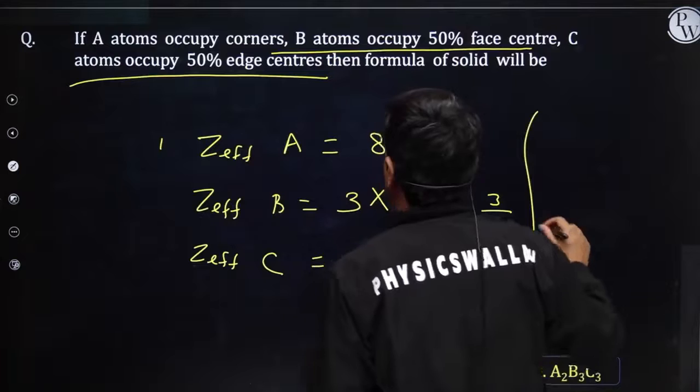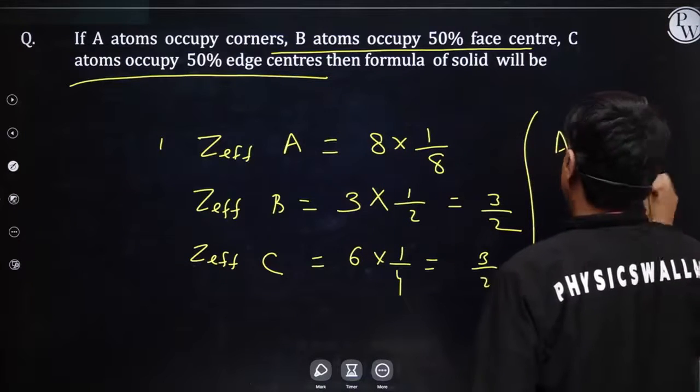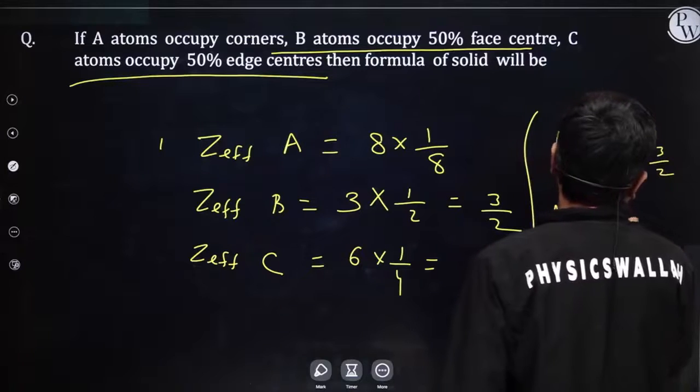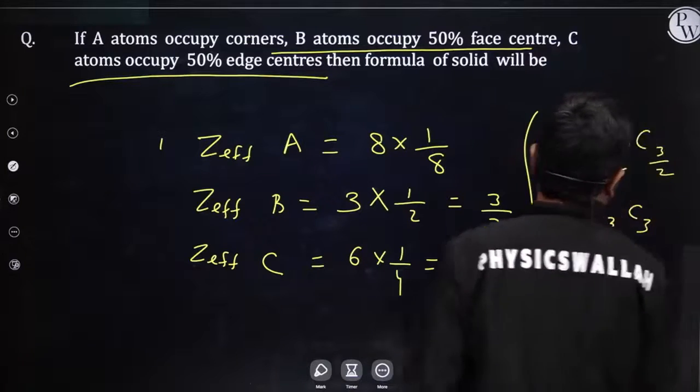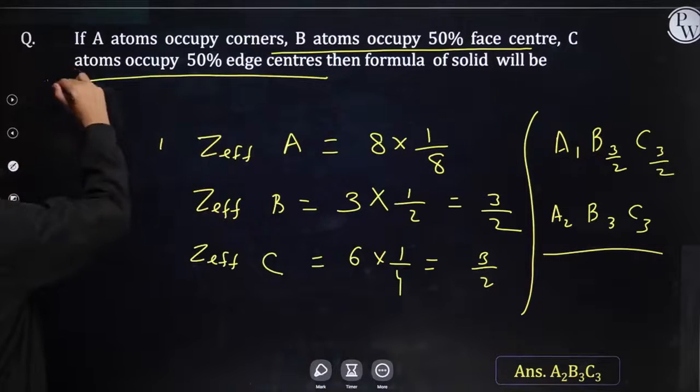Formula: A1, B 3 by 2, C 3 by 2. So it's A2, B3, C3. A2, B3, C3. Am I clear, students?